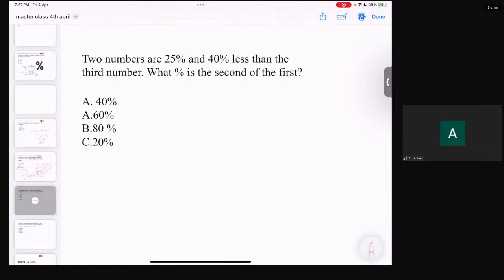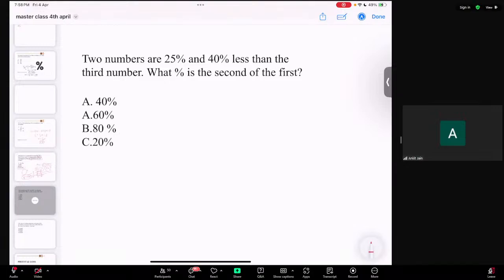Last two questions left. After this, we will start your next topic, which is profit and loss. See, this percentage is the basic of all topics. If you know percentage, then only you can deal with profit percent, loss percent, simple interest, compound interest, ratios, data interpretation. The percentage is the base of almost all topics of quantitative aptitude.